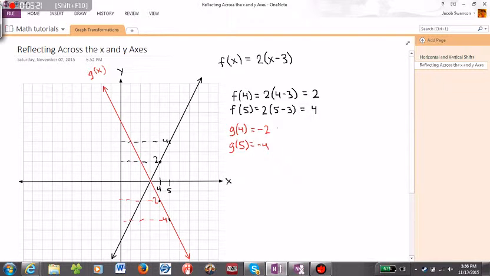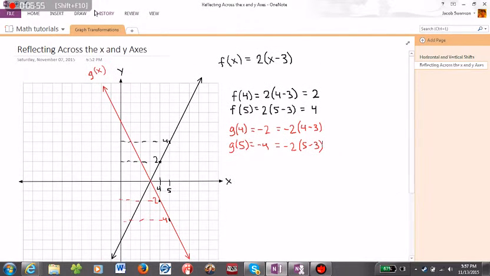So g of 4 is going to look like -2 times the quantity of 4 minus 3, and g of 5 is -2 times the quantity of 5 minus 3. All we did is change the slope of this line from a positive slope to a negative slope. Pretty easy. So that's for flipping or reflecting across the x-axis.